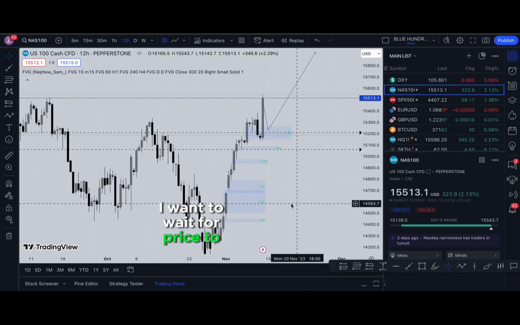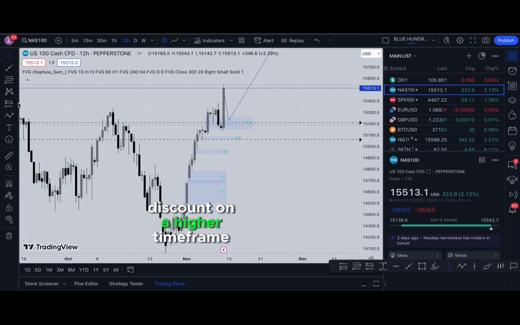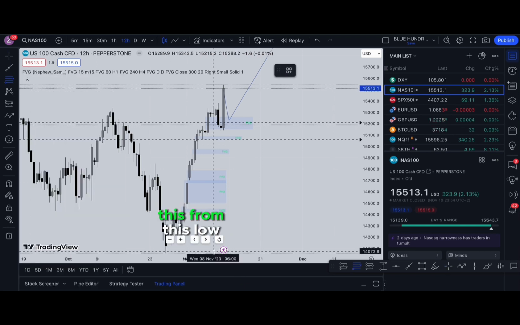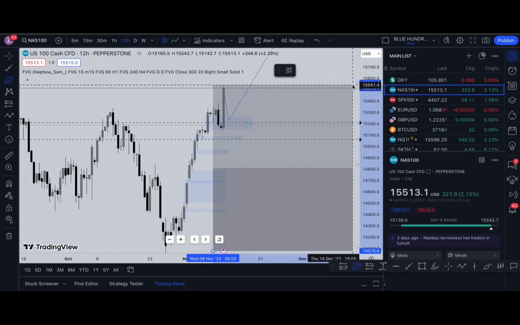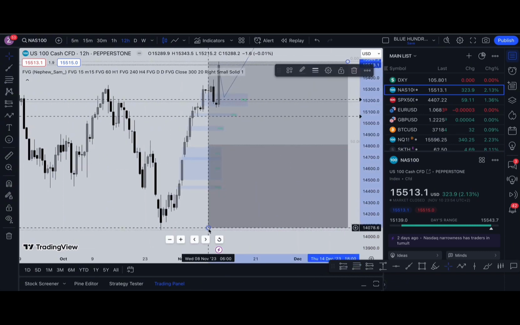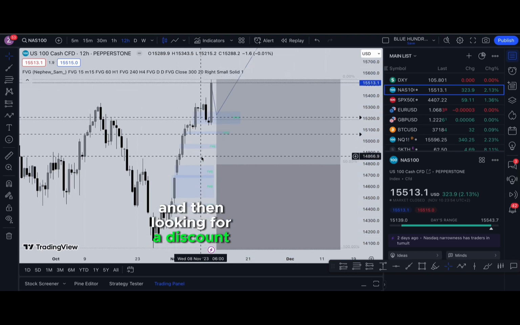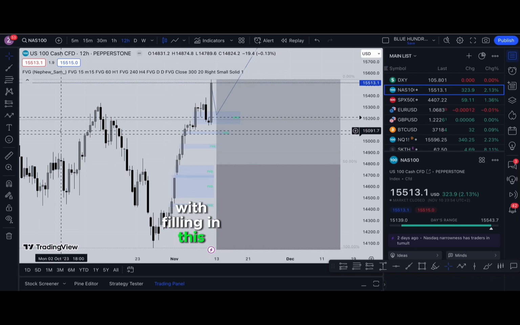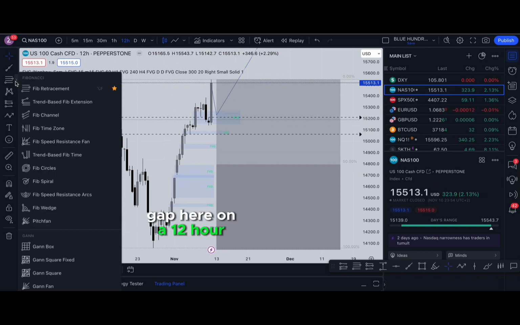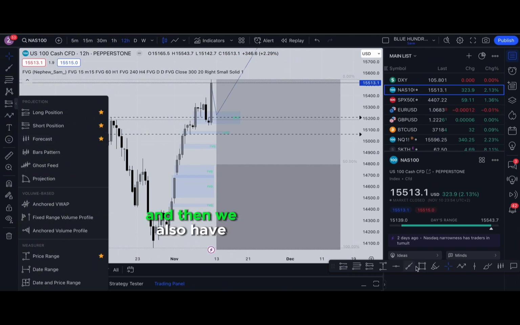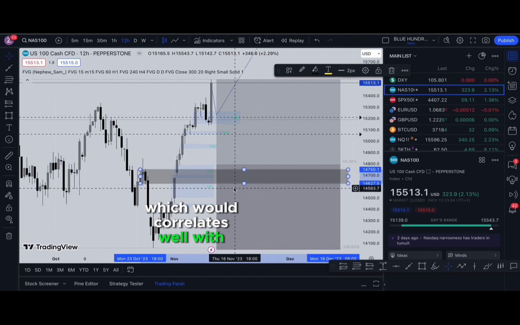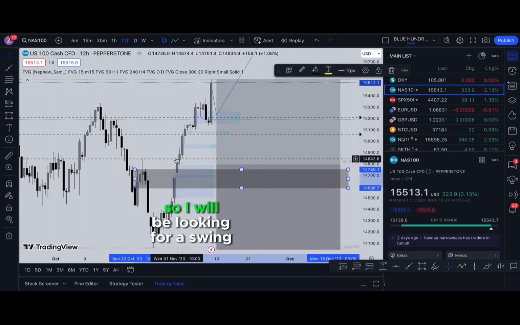I want to wait for price to come into a deeper discount on a higher time frame for a long-term swing. So I would basically be looking for something similar to this from this low. And then looking for a discount below the 50% level, which lines up perfectly with filling in this gap here on a 12-hour. And then we also have a supply and demand flip area here, which would correlate well with everything. So I will be looking for a swing trade here.